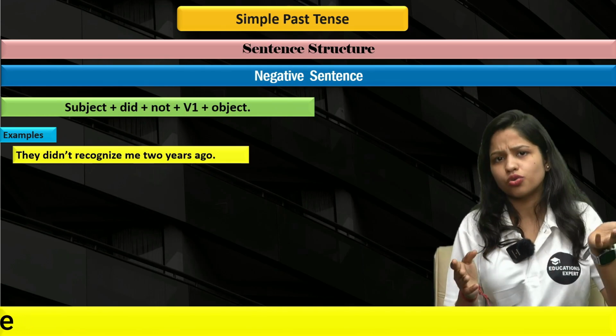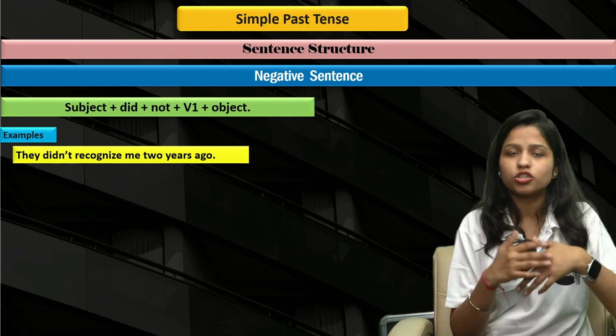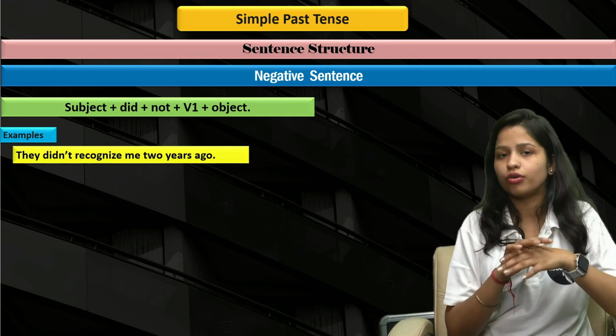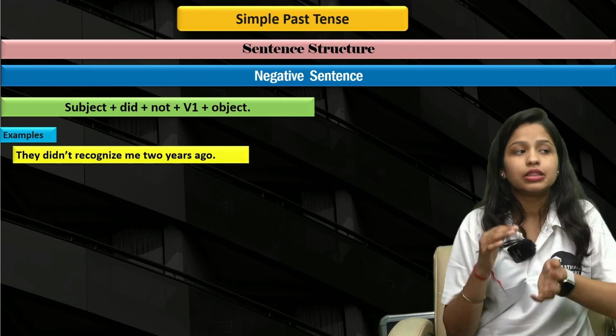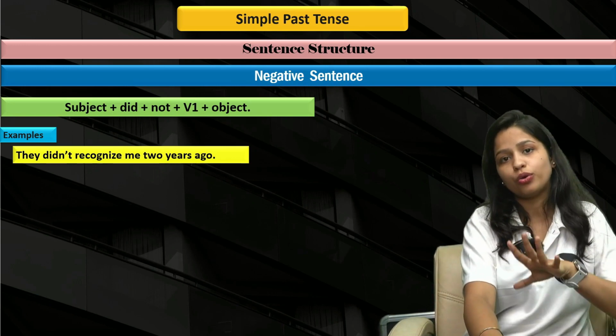And didn't was also correct. If you Google it, you will get to know didn't, right? So both are absolutely correct, so you don't need to care about this. So they didn't recognize me 2 years ago.